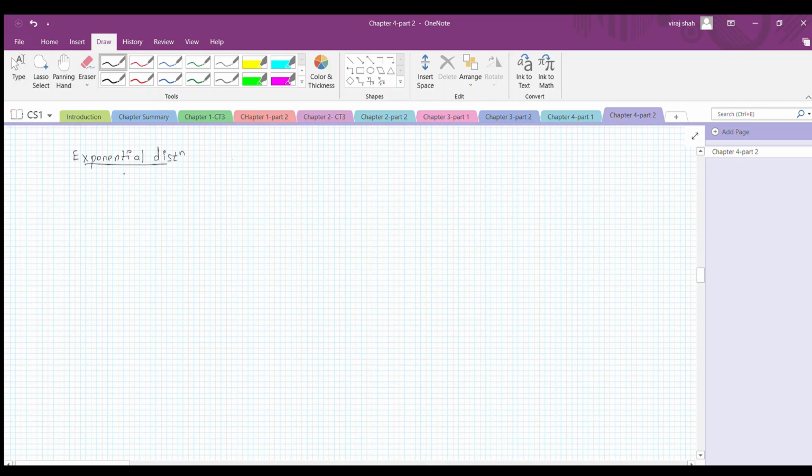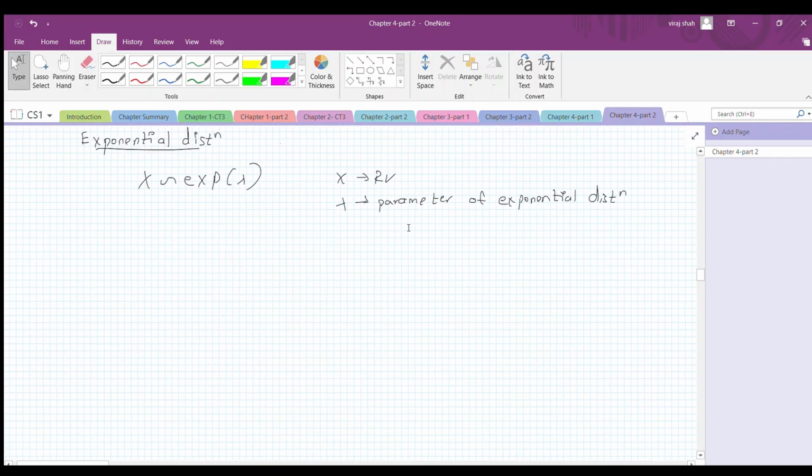So going ahead, how do you denote that a random variable follows exponential distribution? It is denoted as this. X is nothing but my random variable, and lambda would be my parameter of exponential distribution. So yeah, this is how you denote.